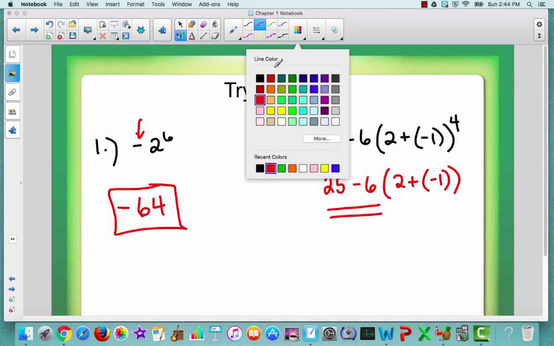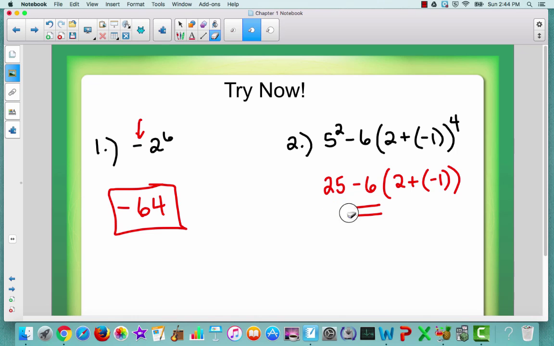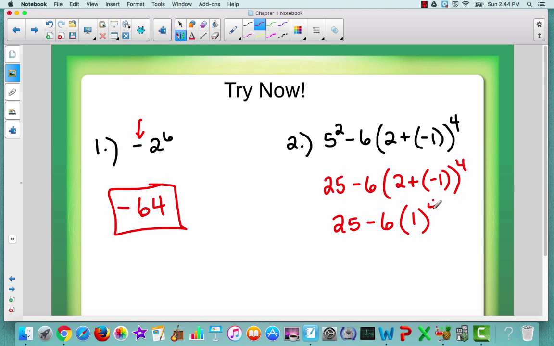the order of operations tells me that I've got to do that 2 plus negative 1 to the 4th power first. So 2 plus a negative 1 means 2 minus 1. So I have 25 minus 6 times 1 to the 4th power. 1 to the 4th power is just 1. So then I get 25 minus 6 times 1, which is 25 minus 6, and it works out to be 19. Okay?